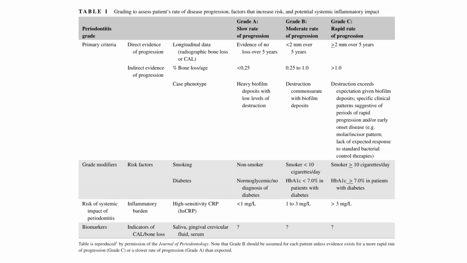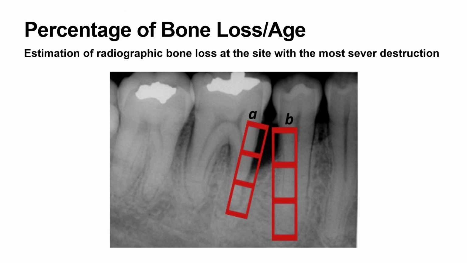So what do we mean by progression? It is the progression of disease over time, and if we have no previous records over the past 5 years, we would use the percentage of bone loss per age, and we could also use the case phenotype. And in this slide, we can see how to calculate the percentage of bone loss per age.